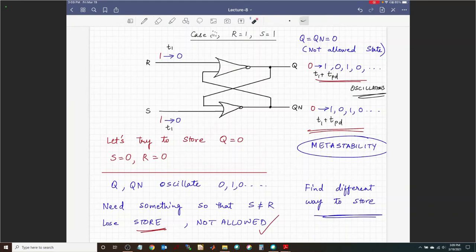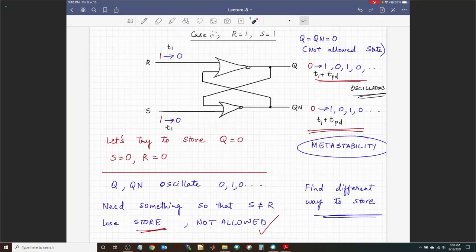All right. So suppose you are in this metastable state. Is there a way to come out of it? You somehow managed to go from 11 to 00 exactly at the same time, and it so happens that the propagation delay of both the NOR gates is exactly the same. If all those things are true, you end up in oscillations. Is there some way you can come out of it? What would you need to do to come out of metastability?